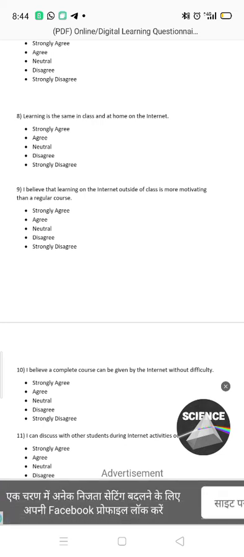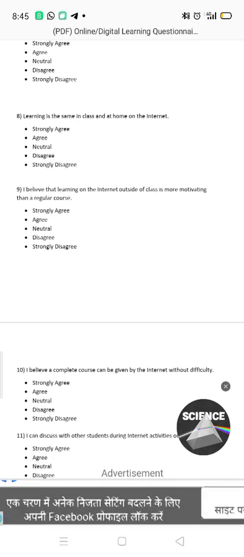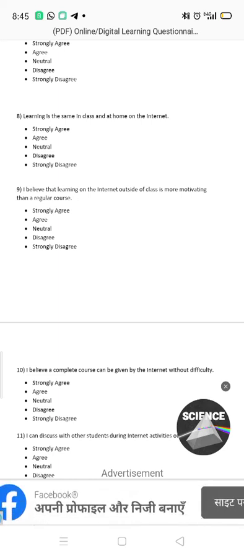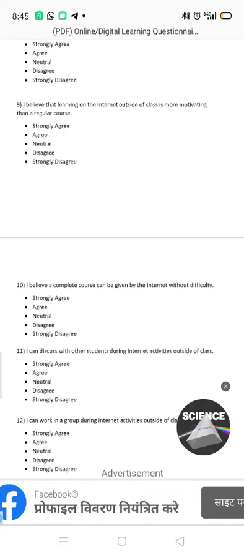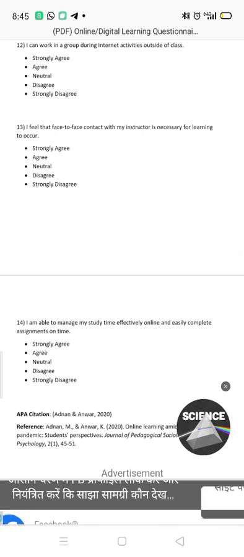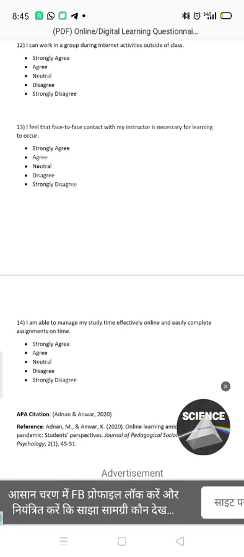So, how do you frame a scaled question? You give a statement and you are given the various options. Agreement is not the only measure. You can use other terms, or you can measure popularity. You can measure various parameters. It's not just agreement that you can measure. Question number 10 again, 11, 12, 13, 14. They are all scaled questions. So this questionnaire majorly consists of scaled questions.